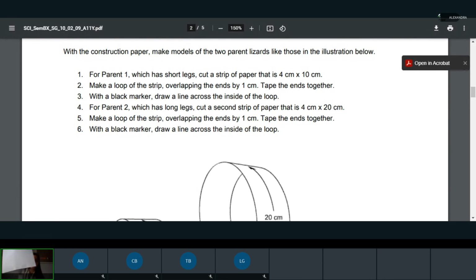Once you do that, then you're going to draw a line from there to the other edge. And right there, you have your first strip of paper. So then you're going to go ahead and cut that out and leave it to the side. Then you're going to do the next paper and you are going to measure it for 4 centimeters, but this time, 20 centimeters. Okay, let me know if you have any questions and I will just wait patiently.